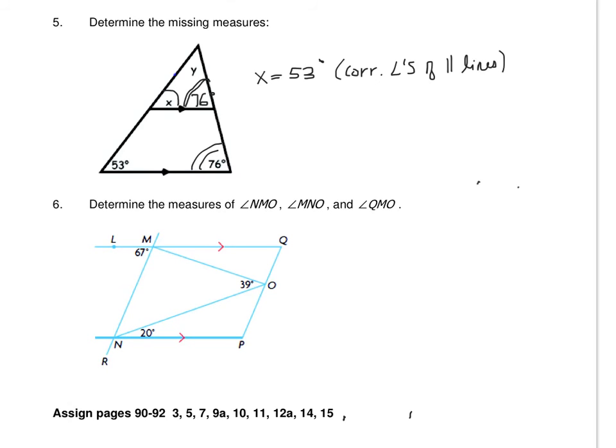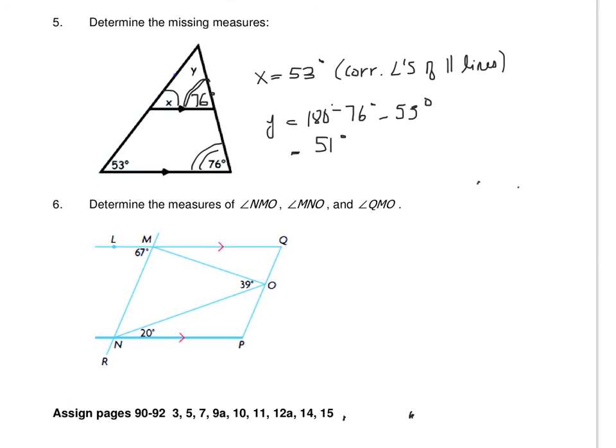And then we can get that y is equal to 180 minus, whoops, not equal, sorry, minus the 76 minus the 53, because again they're all angles in a triangle, so they have to add up to 180. So 180 minus 76 minus 53, which is 51.